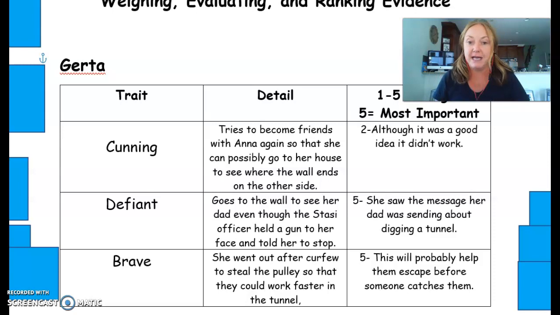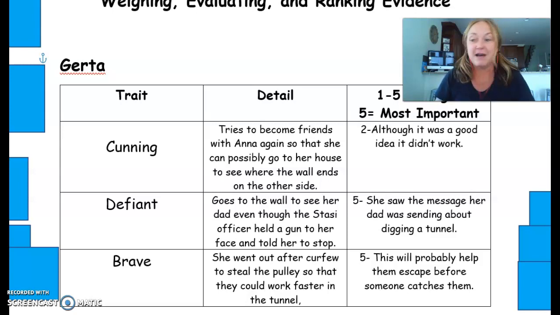Now, your job today is to take a book, The Thief of Always. Some people are still reading A Night Divided. I want you to make your own graphic organizer just like this, with a trait, detail, and 1 through 5 columns, and choose a character, or do more than one character, and do what we just did with Gerda.